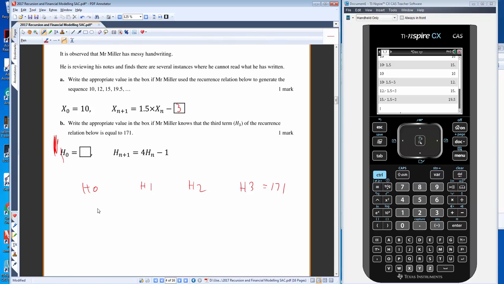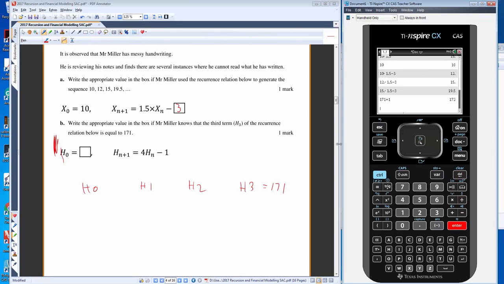There's a few different ways of doing this. Essentially what you could do is do this recurrence relation in reverse. What you were doing was multiplying by 4 and adding 1 and subtracting 1. You can add 1 and divide by 4. So to find H2 we add 1 to 171 and get the result, then divide by 4, which was 43. So H2 must have been 43.